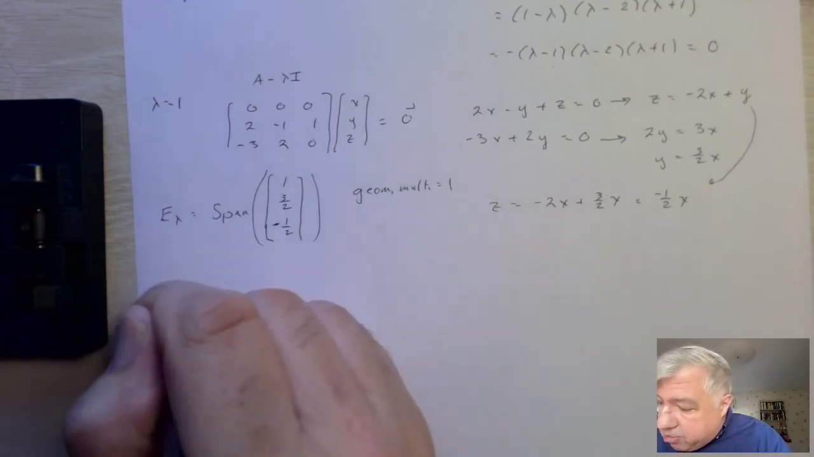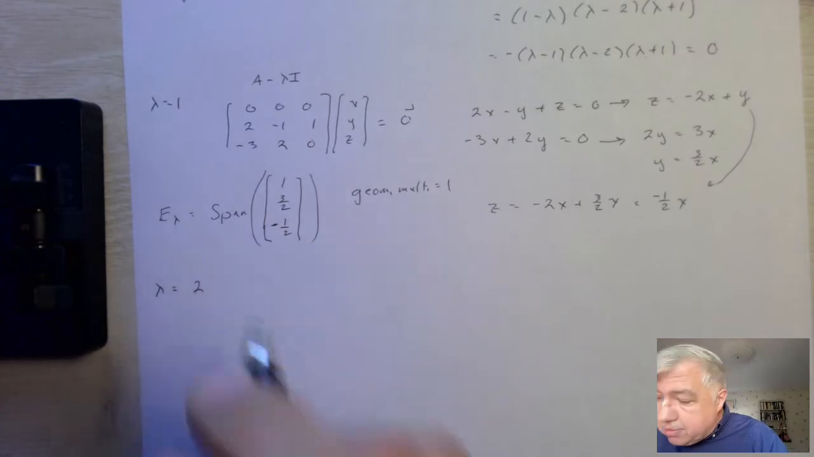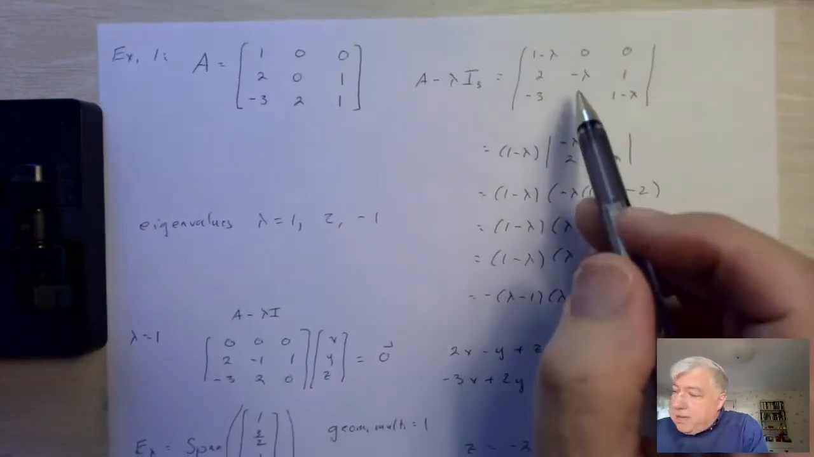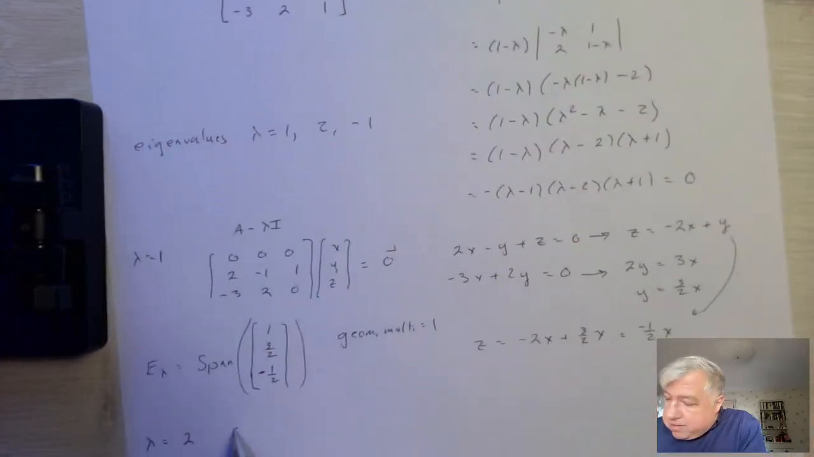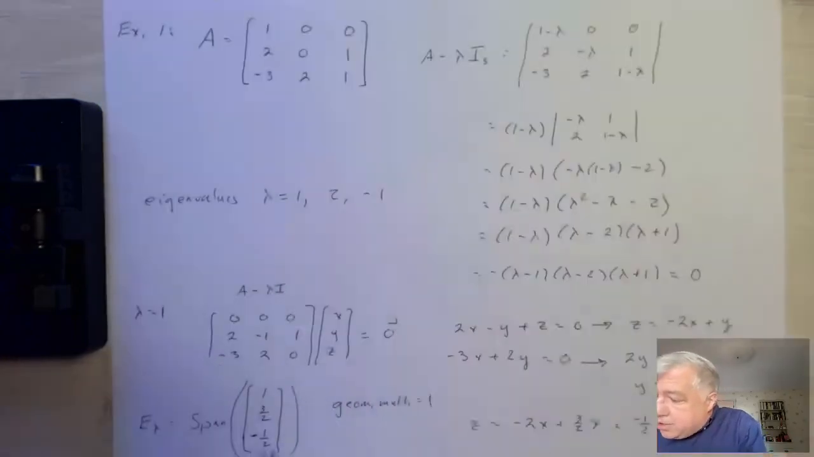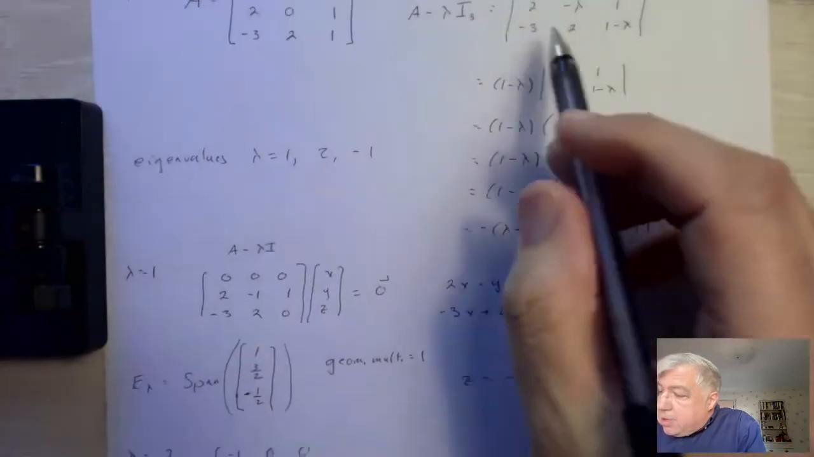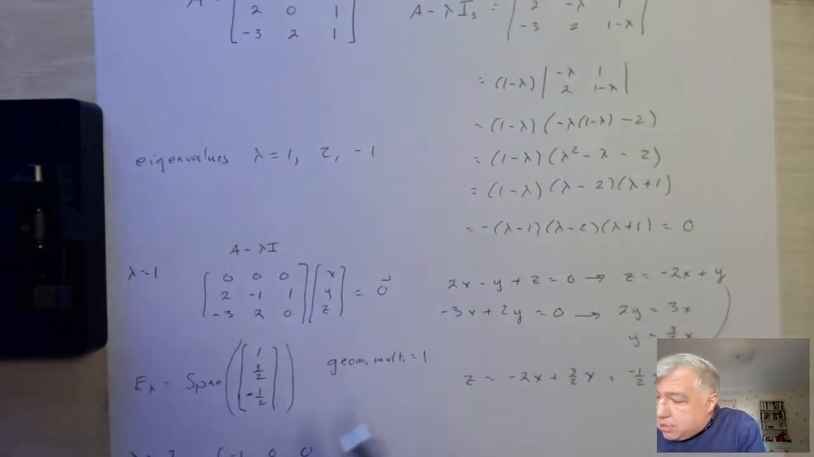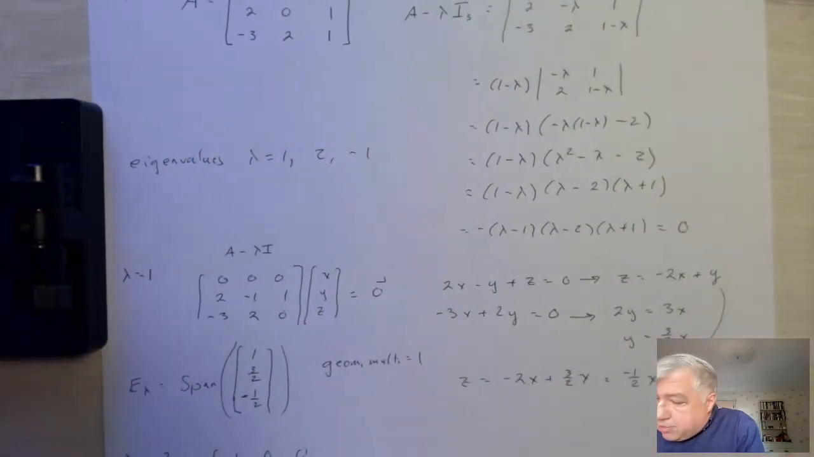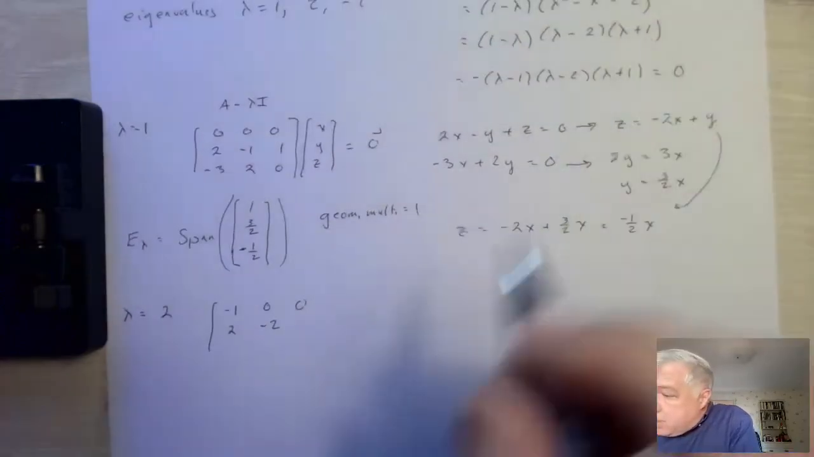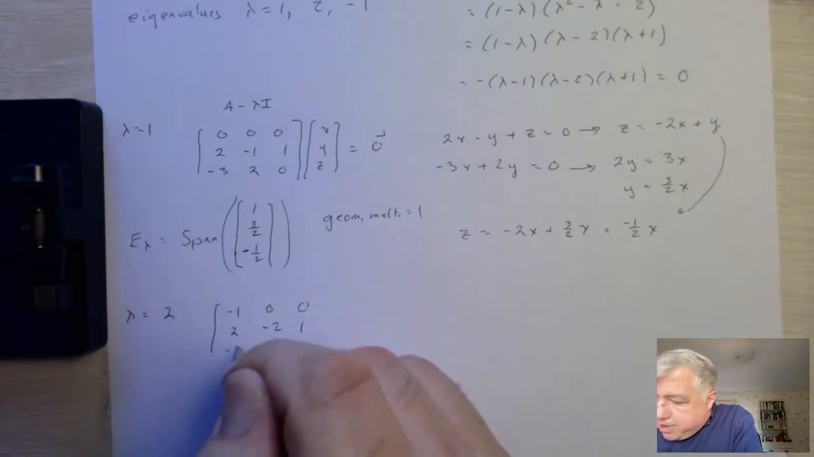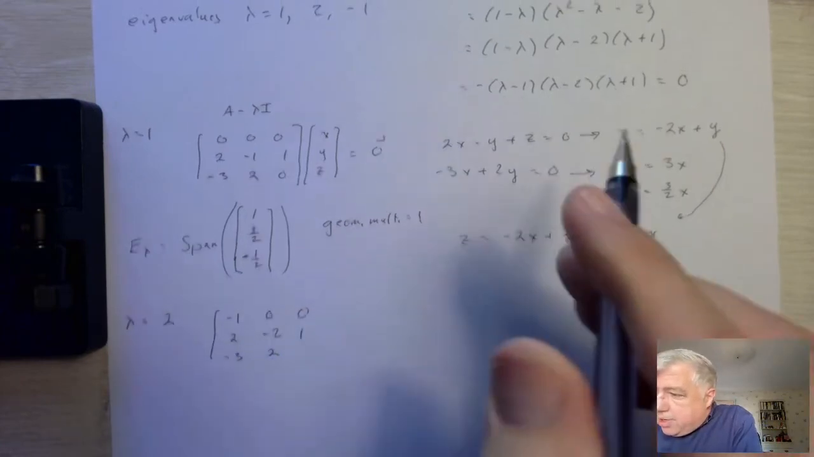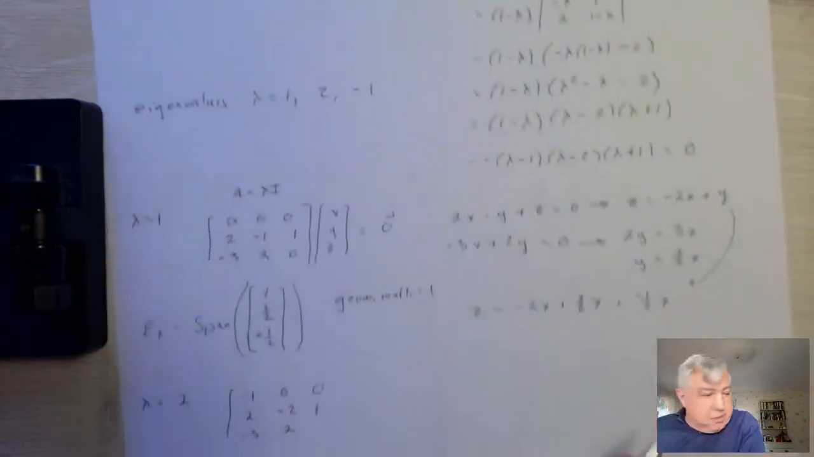For lambda equals 2, we plug that in here. We get 1 minus 2, that's negative 1, 0, 0, 2, minus 2, 1, and then negative 3, 2, and then 1 minus 2 is negative 1.